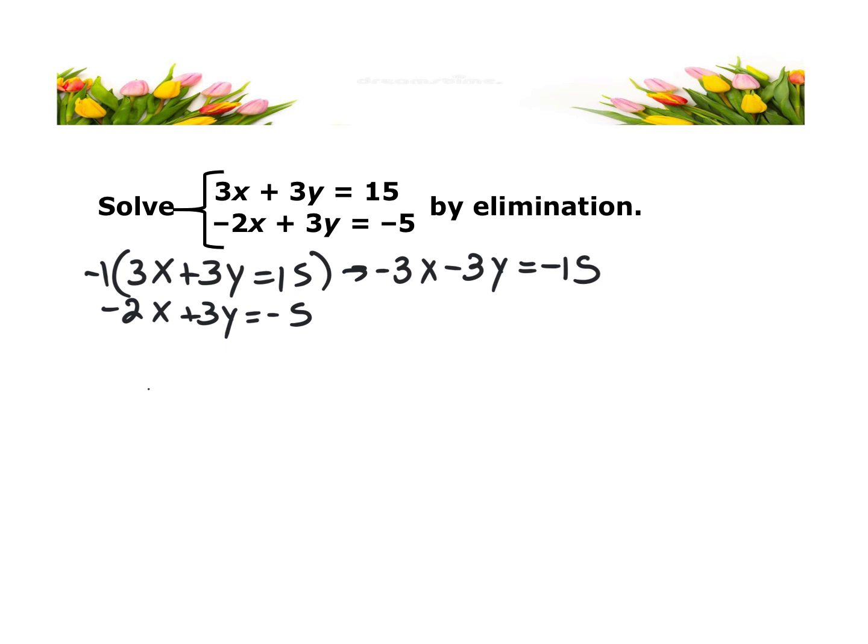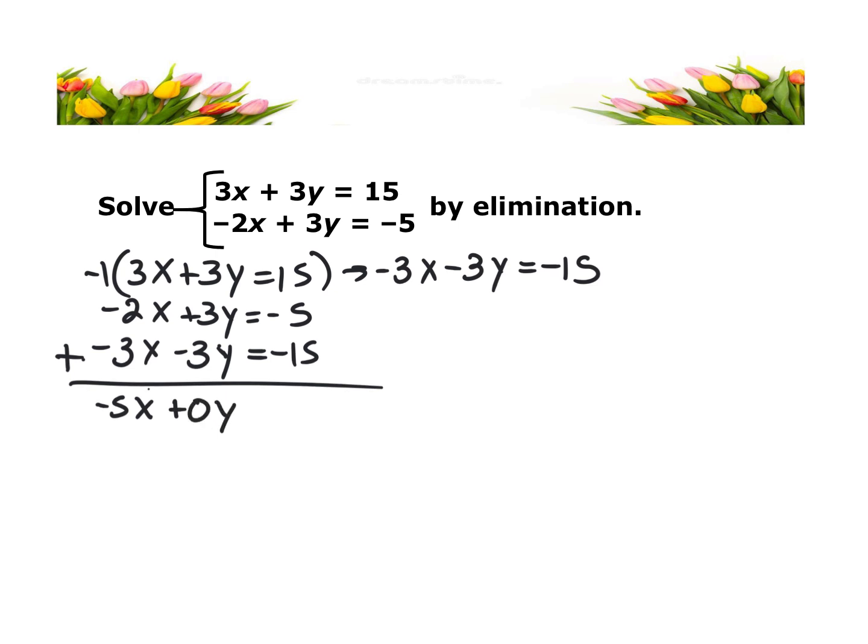After I get the negative 3x minus 3y equals negative 15, I'm just going to write it right under the other equation. And now I can add them. So we're going to get negative 2x plus negative 3x as negative 5x. The y's cancel out because we have a positive 3y and a negative 3y. So I'm going to say plus 0y is equal to negative 20. Then I'll rewrite it without the 0 because it cancels out. Then I'm going to divide by negative 5 on both sides. And that's going to give us that x is equal to 4.